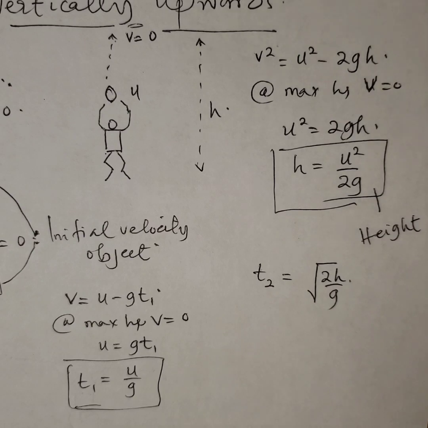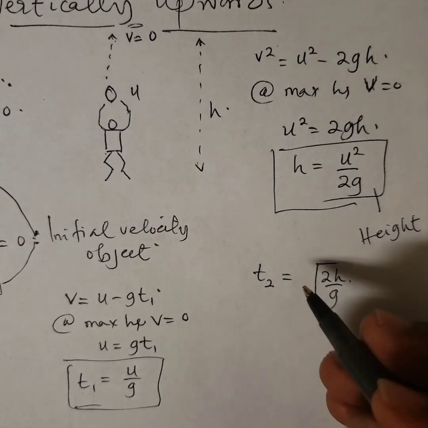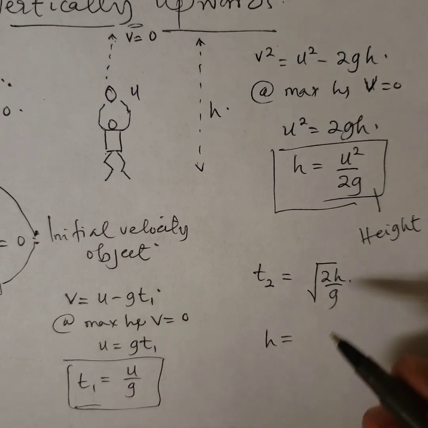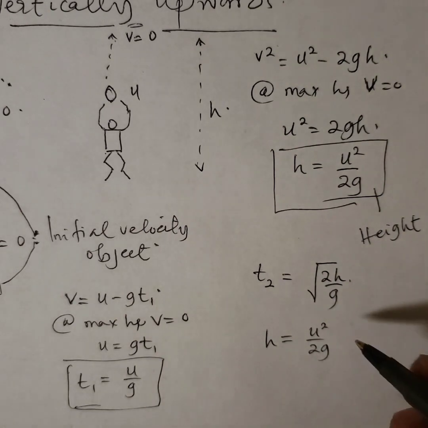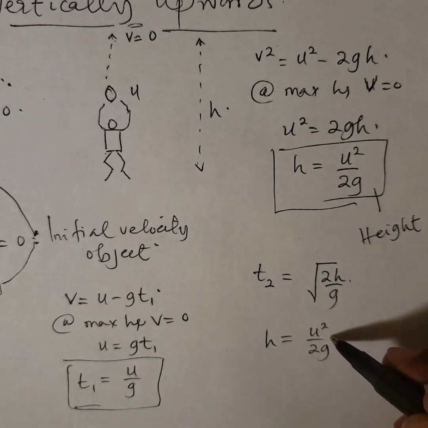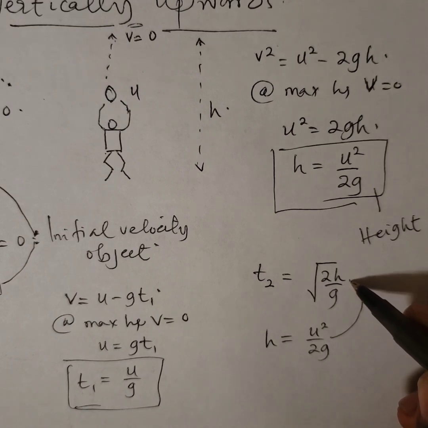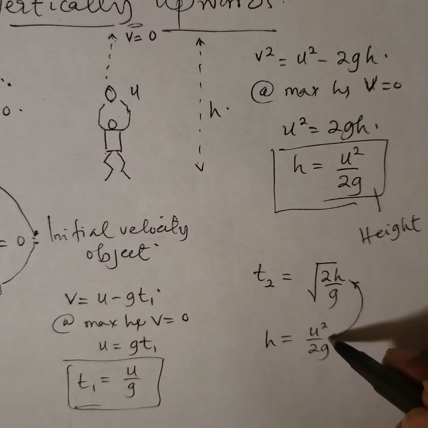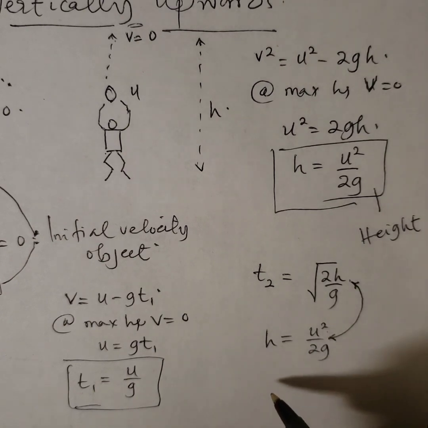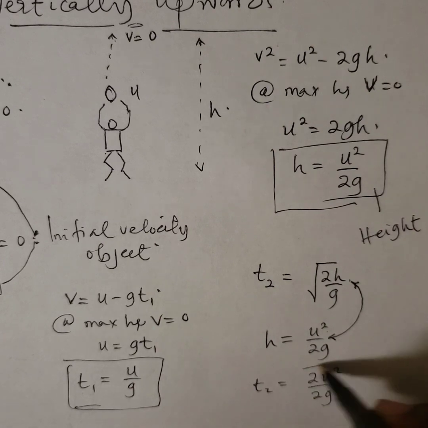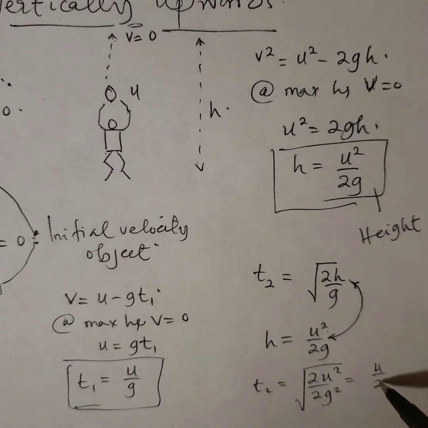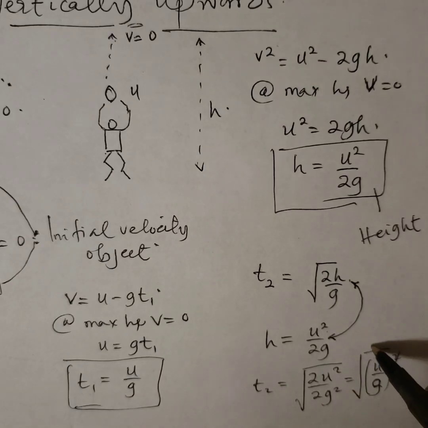And I said earlier on that the distance traveled upward and the distance traveled downward are the same. So let's take this h as the distance covered by the object when returning back to the ground, which is u squared all over 2g. Now, if we factor this into this equation, wherever we see h, we're going to arrive at t2 equals the square root of 2u squared all over 2g squared. So this will give us the square root of u all over g all squared. So this square will cancel the square root, and we're going to have that t2 equals u all over g.